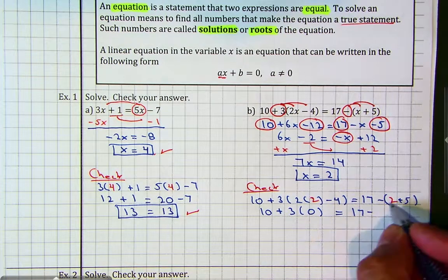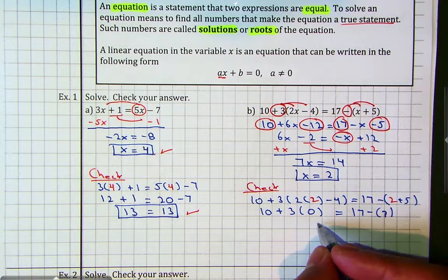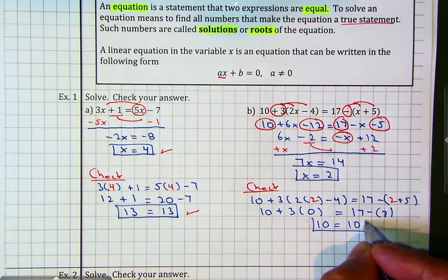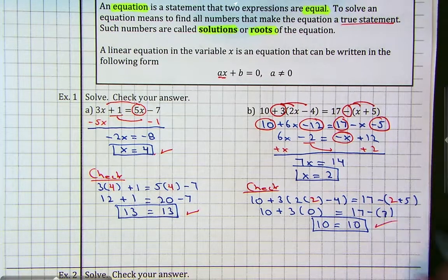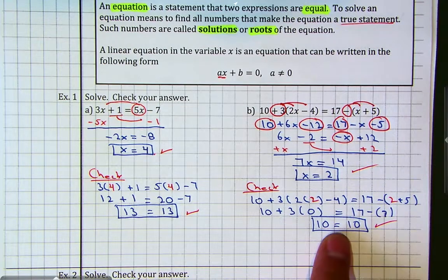The other side gives me 7. 10 plus 0 is 10, and 17 minus 7 is 10. So therefore, this also gives me a true statement, which means that this is the correct solution. If by any chance you got a false statement, then you know that you made a mistake above.